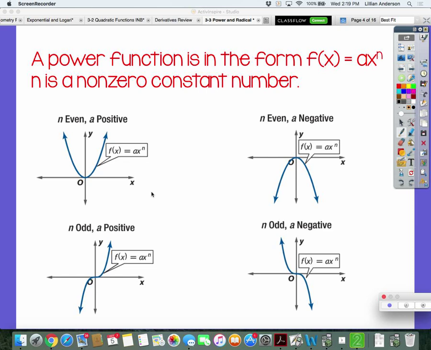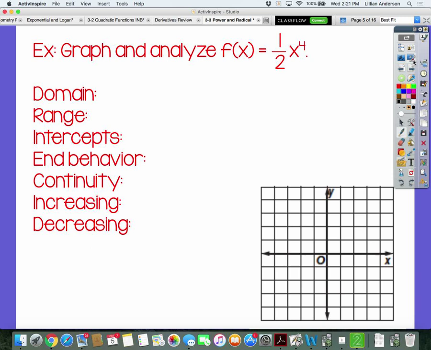Now, if n is odd, then basically you're going to have your ends pointing different directions. One's going to go up, one's going to go down. But if a is positive, it's going to go up to the right and down to the left. And if a is negative, it's going to go up to the left, down to the right. Okay. So now let's look at some examples, okay?